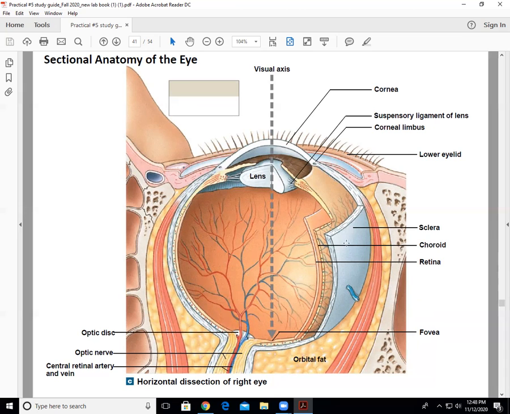Again, the layers: sclera, choroid, which is vascular, and your retina. A lot of orbital fat there. Again, your cornea, lens, suspensory ligaments there, ciliary body. Blood vessels here, we call them the central retinal artery and vein, because it's in the center and it goes to the retina.